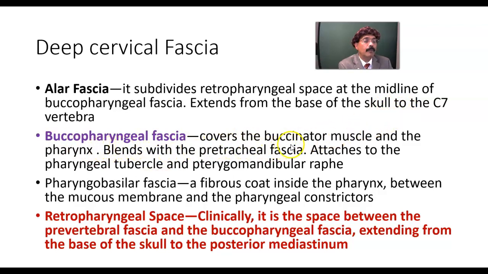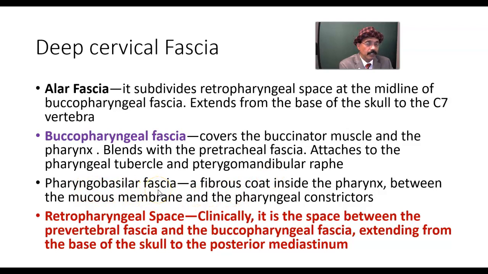Buccopharyngeal fascia covers the buccal muscle and the pharynx. And the buccal muscle is a muscle of facial expression. Okay, and it also covers the pharynx, blends with the pretracheal fascia, attaches to the pharyngeal tubercle. Pharyngeal tubercle is present at the base of the skull, on the occipital bone, in the midline, and to the pterygomandibular raphe.